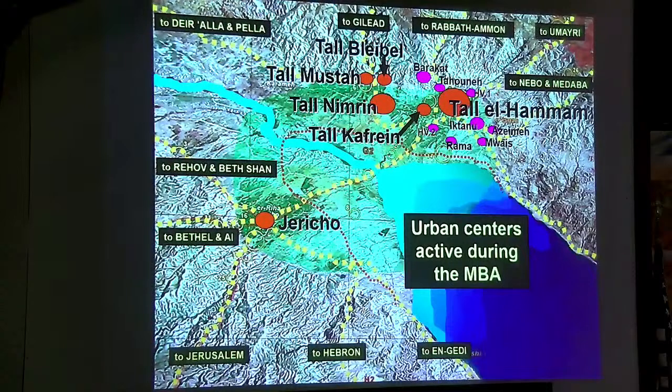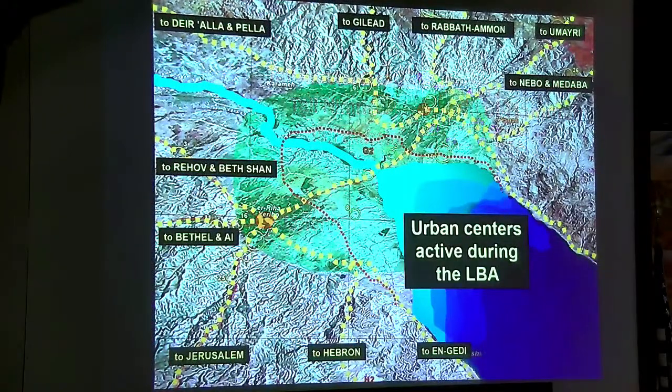Now, the question is, how many urban centers were there in the Late Bronze Age? This gets us to the period now after the destruction. How many sites are there?